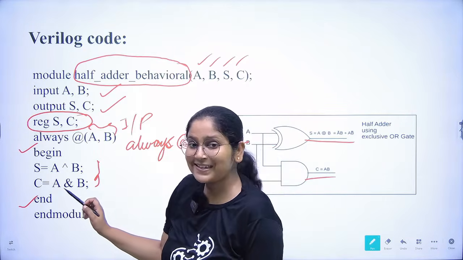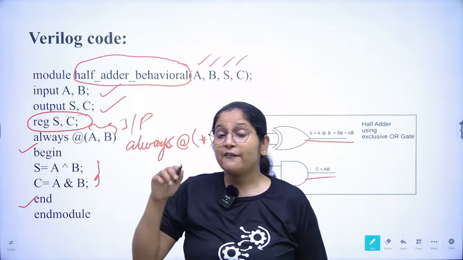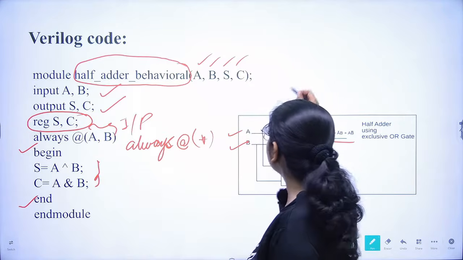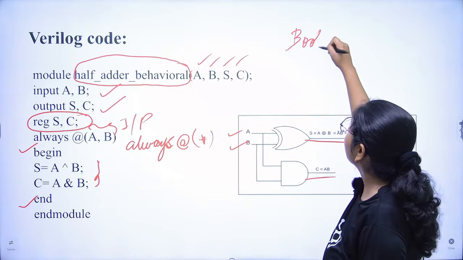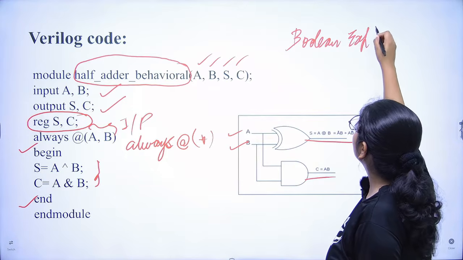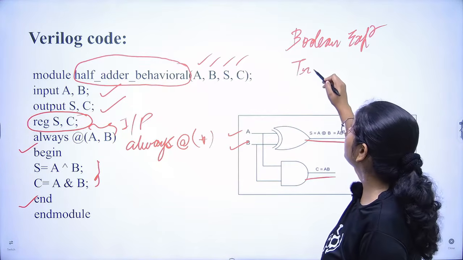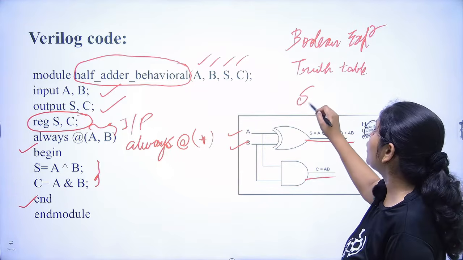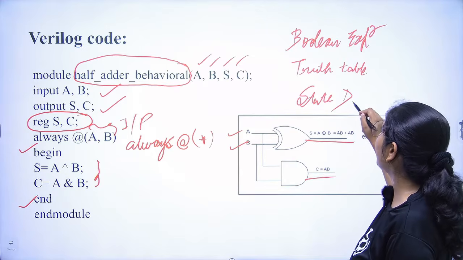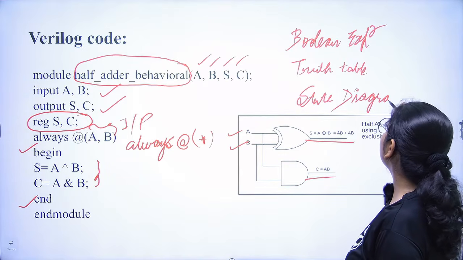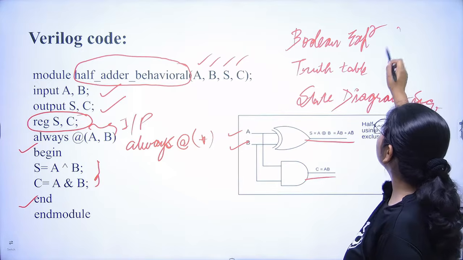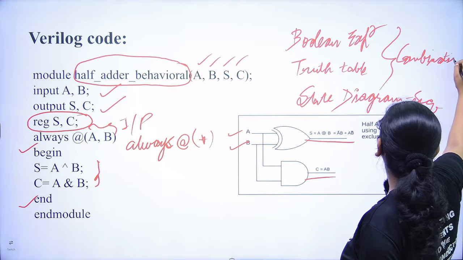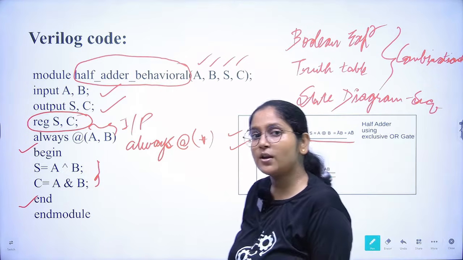Now what we are seeing here is sum, meaning we are storing. I told you that behavioral level of modeling can be done in three ways. If you know the Boolean expression, that could be a way. If you know the truth table, that could be a way. Or you can do it from the state diagram as well, which I have told you we will discuss in the sequential part. But the first two are important for combinational circuits.